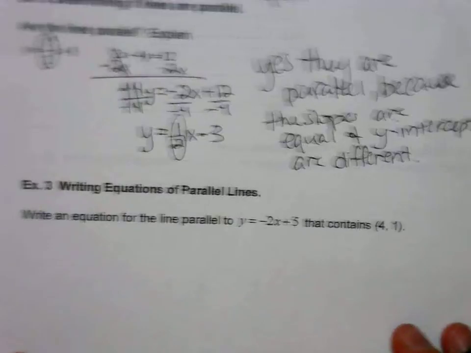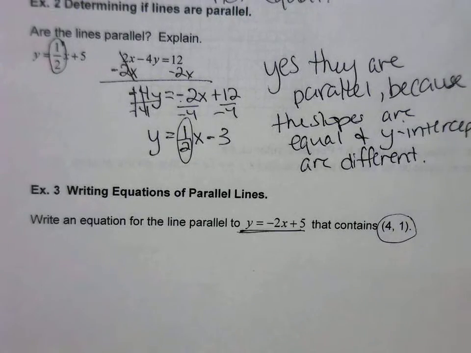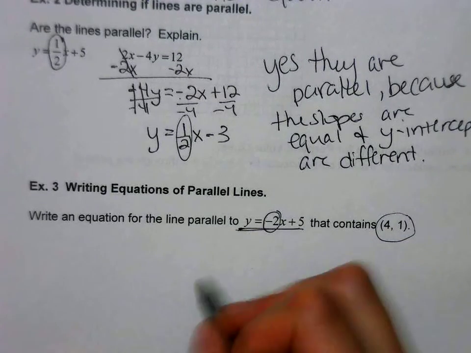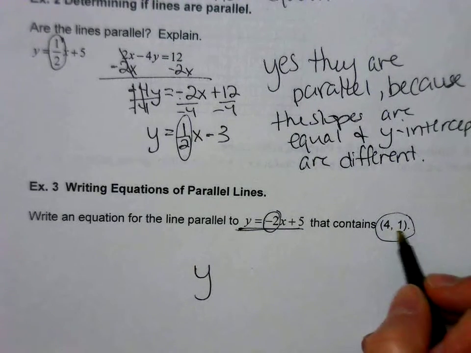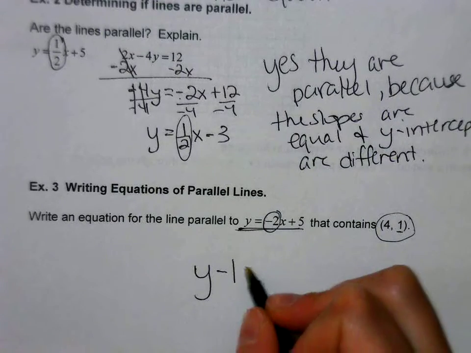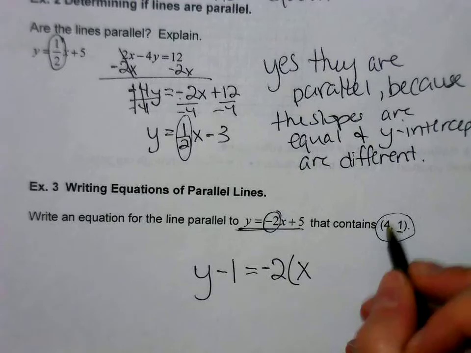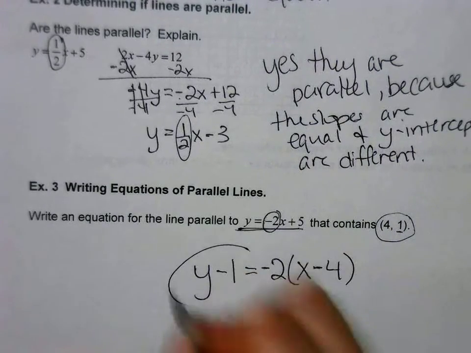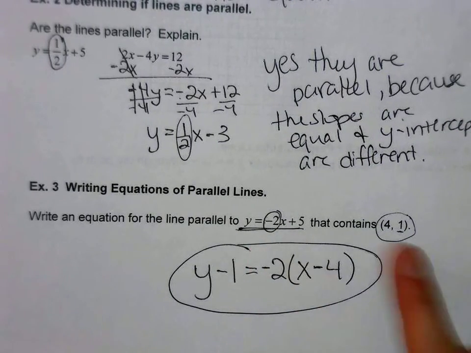Last example problem for parallel lines. We need to write a new equation that's parallel to this line and goes through our point (-4, 1). To do that, we need a slope of -2, and we're going to use point-slope form. So our y is 1, so we want y minus 1. Our slope stays the same, so it's still -2. X is -4, so we want x plus 4. So there's our new equation that's parallel to this line and goes through that point.